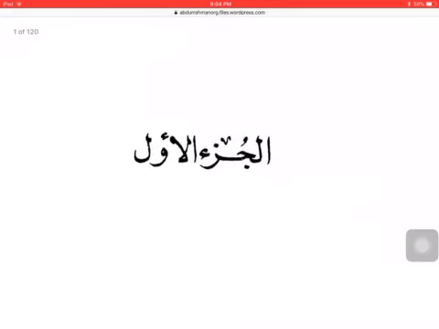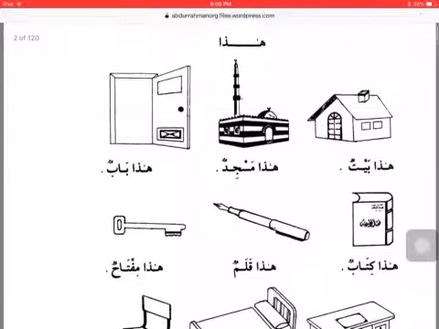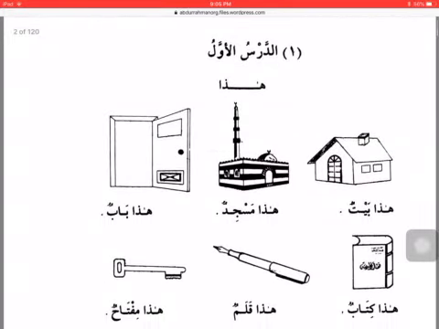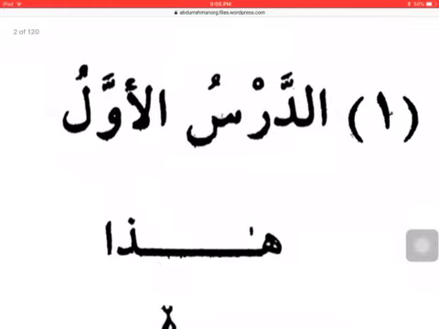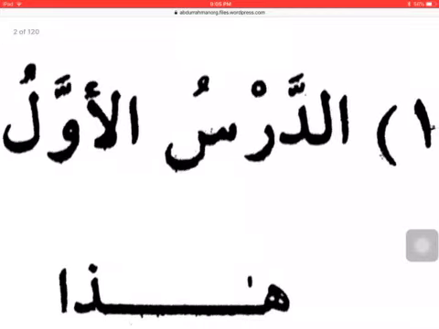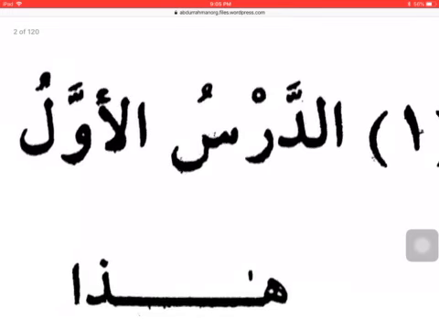Al-juz al-awwal. Juz, part. Awwal, first. The first part. Okay, good. Bismillahirrahmanirrahim. Ad-darsul awwal. We are going to try and look at every little thing and pick, inshallah ta'ala, whatever we can.